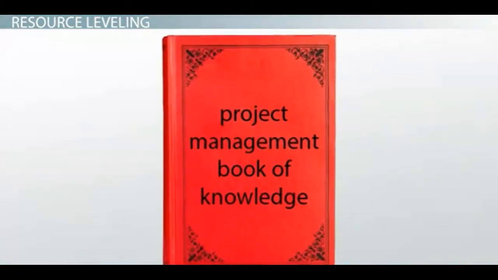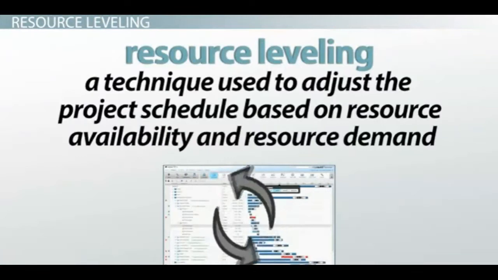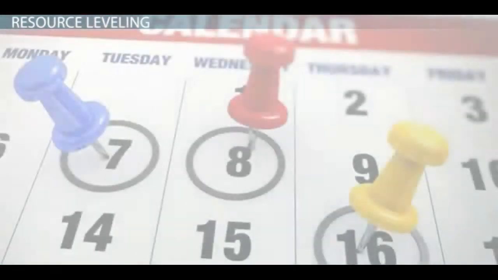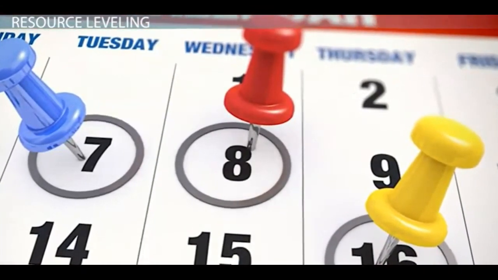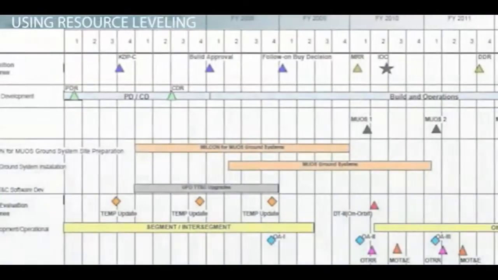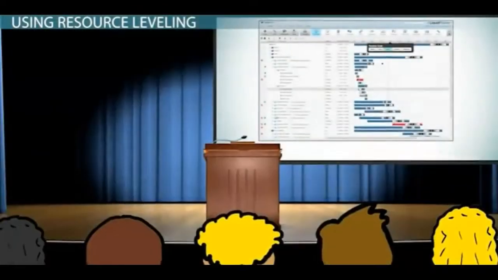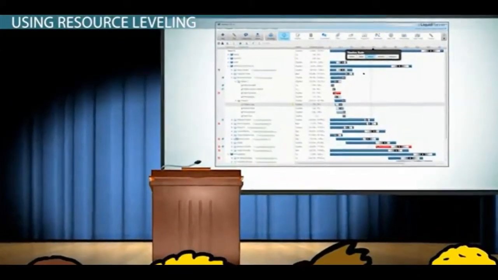According to the Project Management Book of Knowledge, resource leveling is a technique used to adjust the project schedule based on resource availability and resource demand. Generally, the start and finish dates of specific activities are adjusted based on resource availability. The development of the final project schedule is an iterative process. Resource leveling will cause development of the project schedule to be a progressive and iterative process.